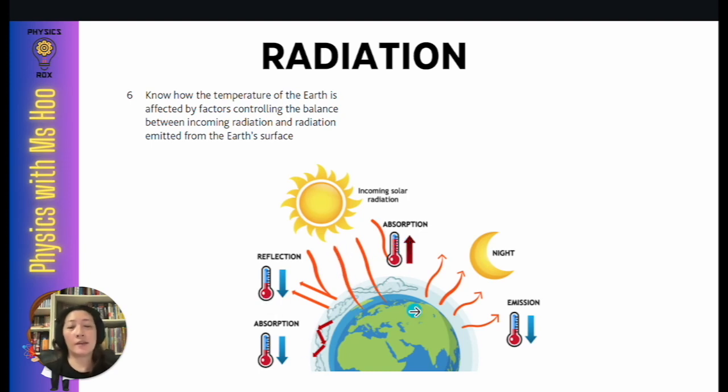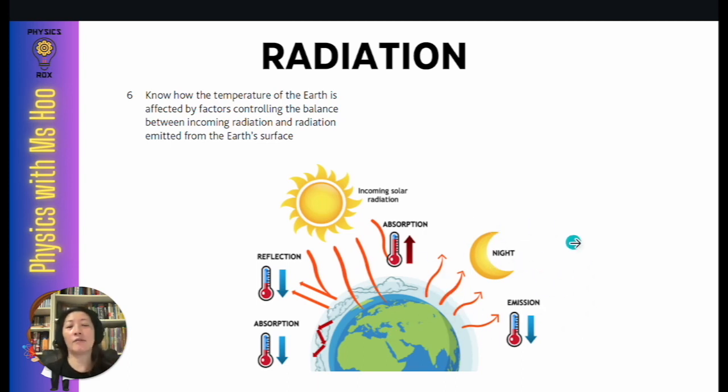So whether the Earth gets hot or cold depends on how much energy is being received and how much energy is being emitted out. So obviously in the daytime it's a lot hotter because the sun is emitting a lot of radiation, and the emission of heat by Earth is a lot less than how much radiation is received from the sun. So some of the heat may be reflected away, some of the heat may be absorbed by the atmosphere or the clouds, but the fact remains that there is still incoming solar radiation.